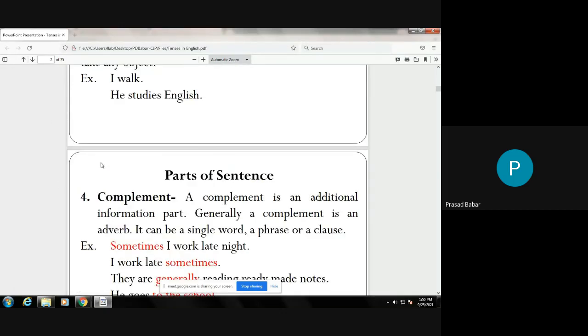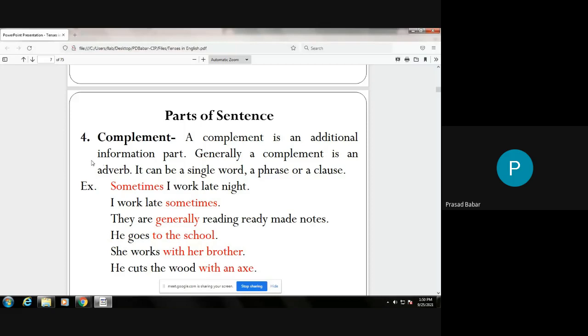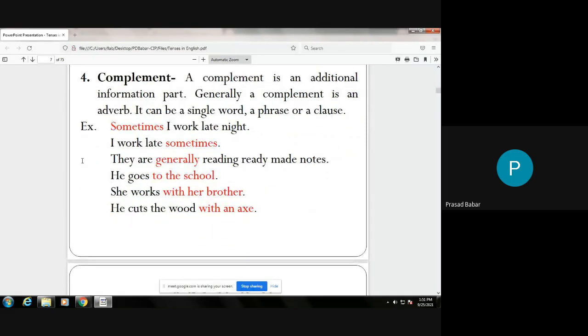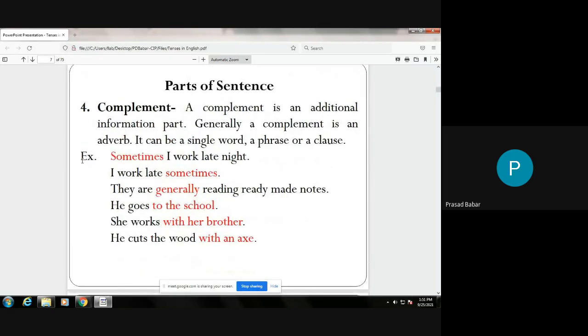Okay, and let's see the fourth and last part, that is complement. The last part, that is the fourth part of a sentence, is complement. So what is complement?